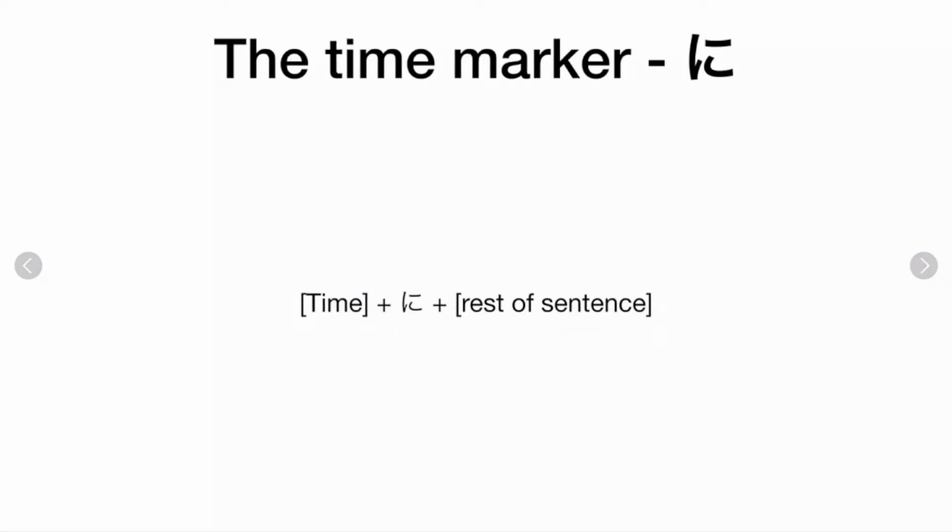Ni is also a time marker. So this is a little complicated, right? But get used to this idea. The same character can have different functions in a sentence. So this ni is the time marker, and this is not the one we just saw, which is the destination marker ni. Okay? This ni is at.